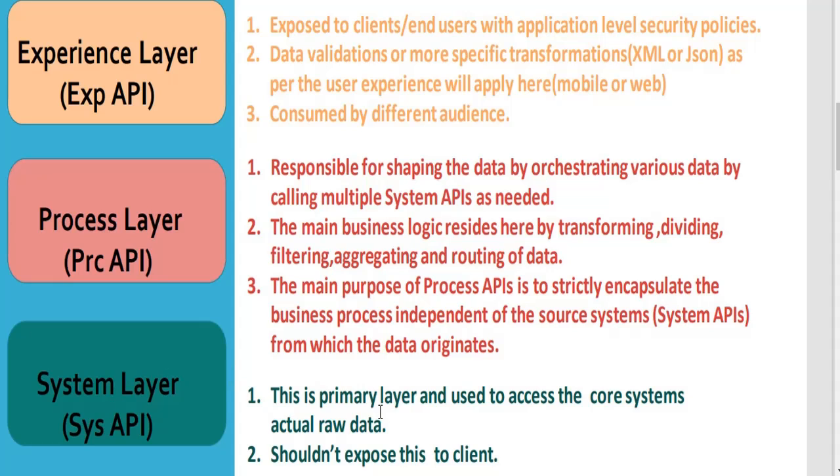So this is the main layer. In any API implementation, you should have at least one system layer, system API, because this is the main one which will connect to the actual end systems and get the core data, raw data. For example, if you are going to implement a Salesforce to database integration, to connect to the database and get the data, we need to build an API that is called a system API.